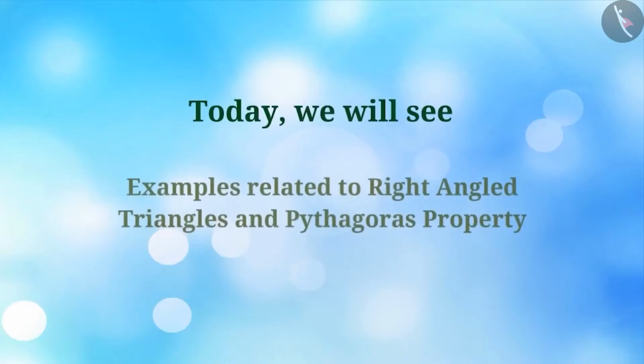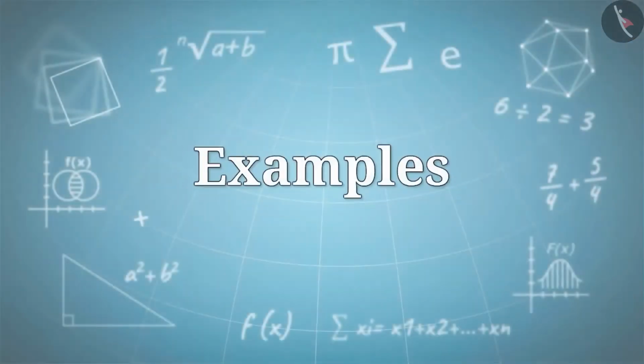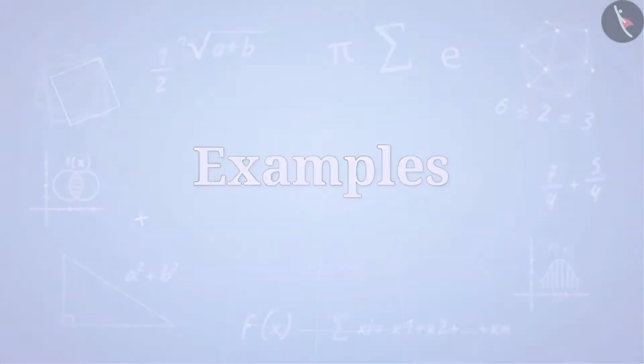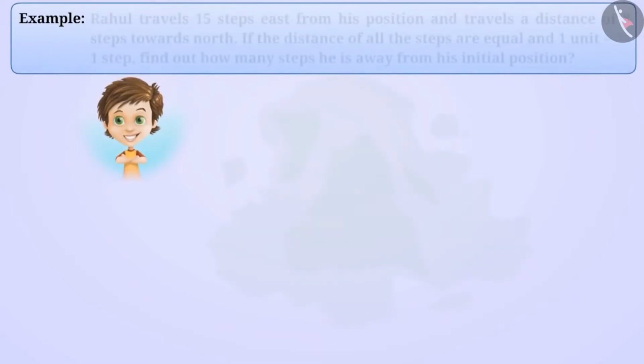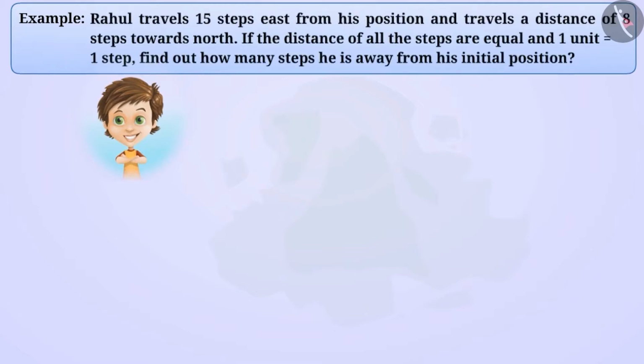Today we will see examples related to right-angled triangles and Pythagoras property. Rahul travels 15 steps east from his position and travels a distance of 8 steps towards north. If the distance of all the steps are equal and one unit is equal to 1 step, then find out how many steps he is away from his initial position.